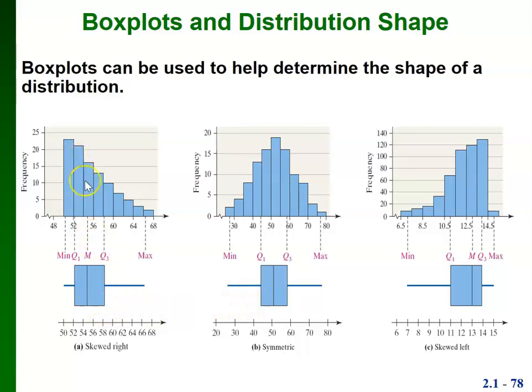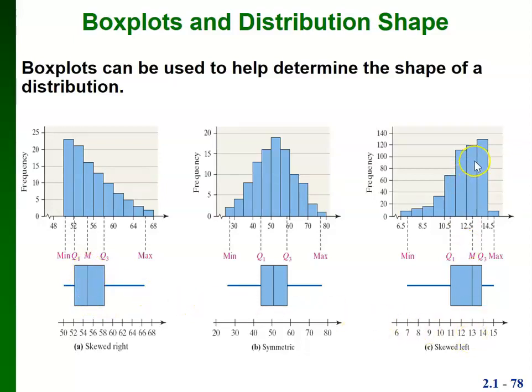This distribution is skewed to the right because the tail is longer on the right and most of the data is on the left side. If we look at the box plot, the box is going to be further to the left. Inside of the box, the median is not in the center, it's also further to the left.